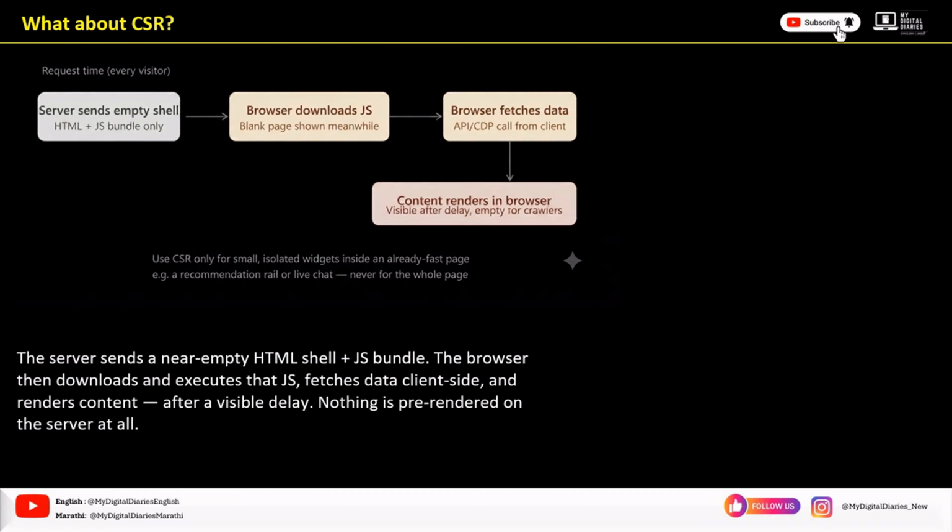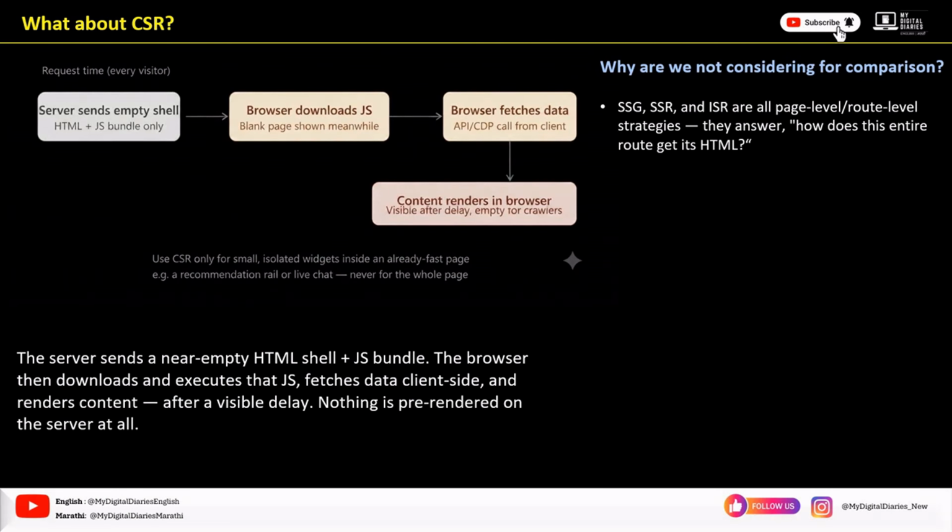Now here is the important question. Why aren't we comparing CSR alongside SSG, SSR and ISR? Because those three are page level, route level strategies. They all answer one question: how does this entire route get its HTML? CSR doesn't answer that question, not in a modern Next.js or JSS app. It answers a different question. How does this one component update after the page is already fast and crawlable?